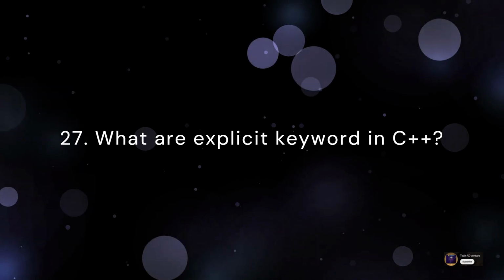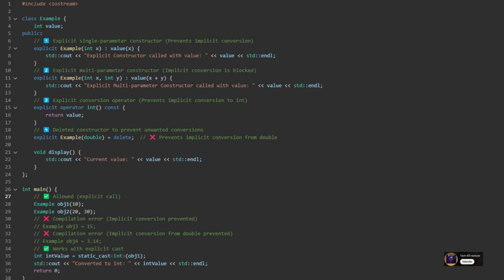27. What is the explicit keyword in C++? The explicit keyword in C++ is used to prevent implicit conversions and copy initialization that the compiler might otherwise perform. It is used to prevent implicit type conversions for single-argument constructors. It ensures that objects are only created when explicitly requested, avoiding unintended type conversions.